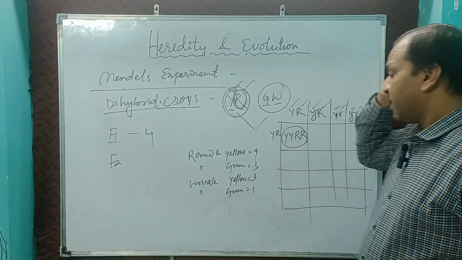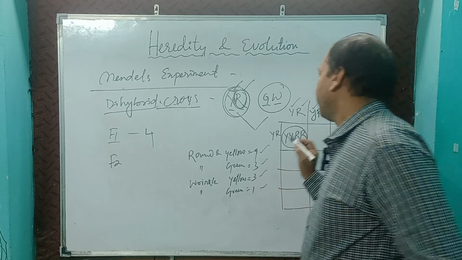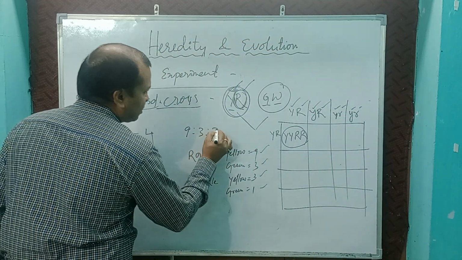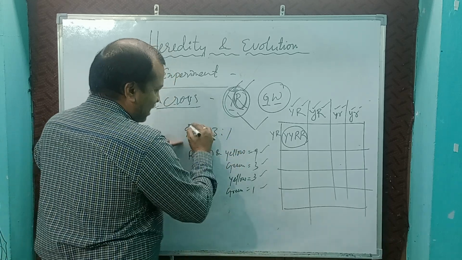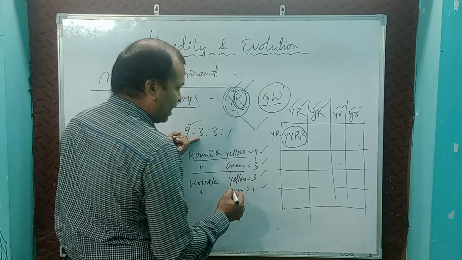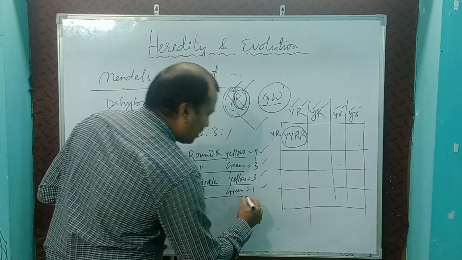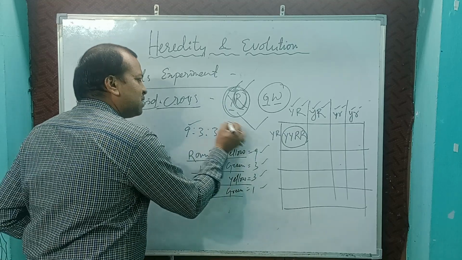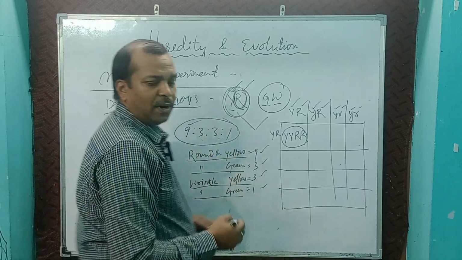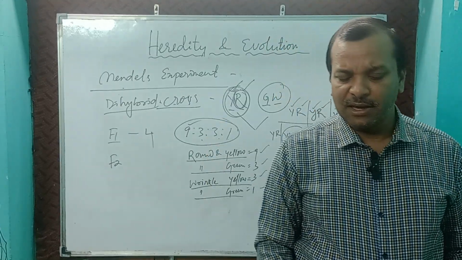So what is the ratio here? The ratio is 9:3:3:1. This 9 refers to round and yellow. This 3 refers to round and green. This 3 refers to wrinkled and yellow. This one is wrinkled and green. Clear? This is very important. 9:3:3:1. This is dihybridization. Clear? I think it would have been clear.